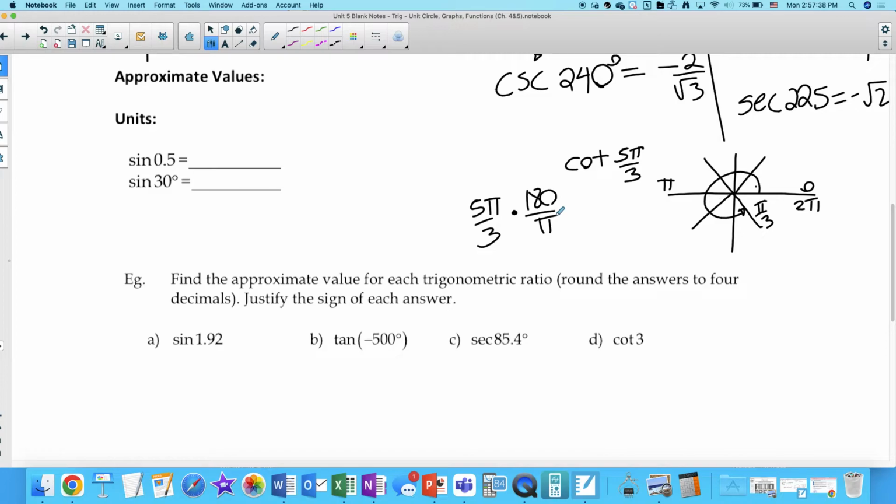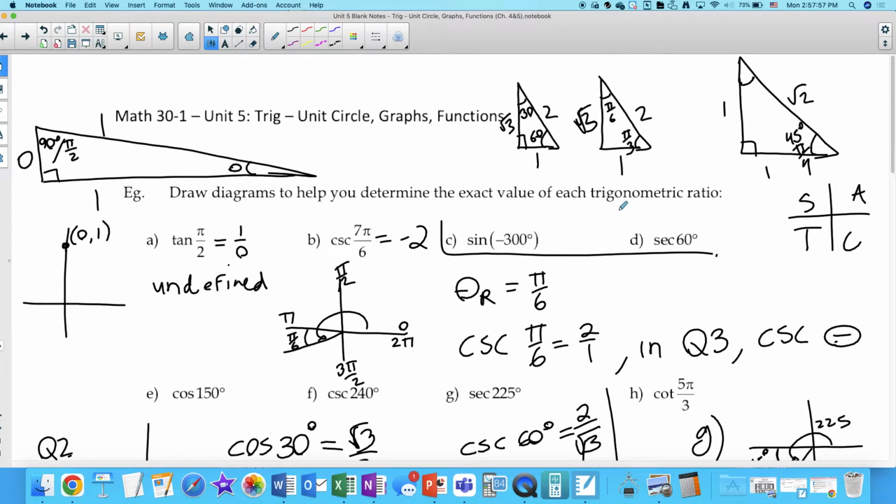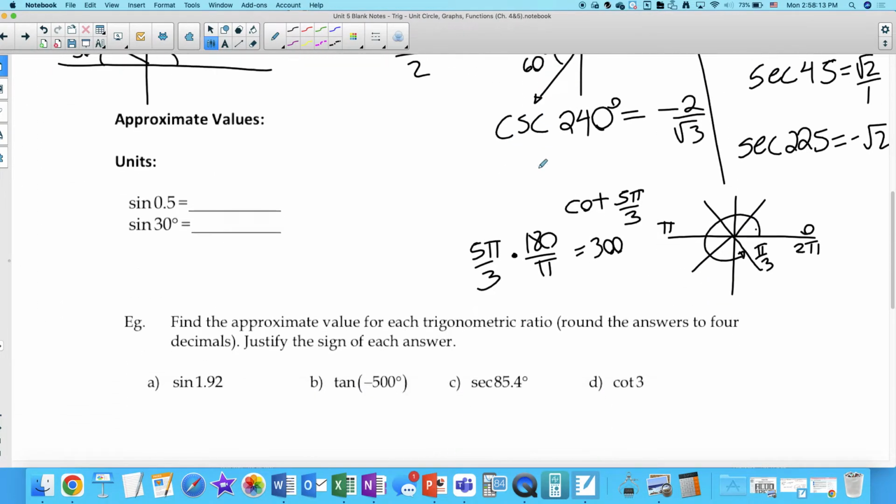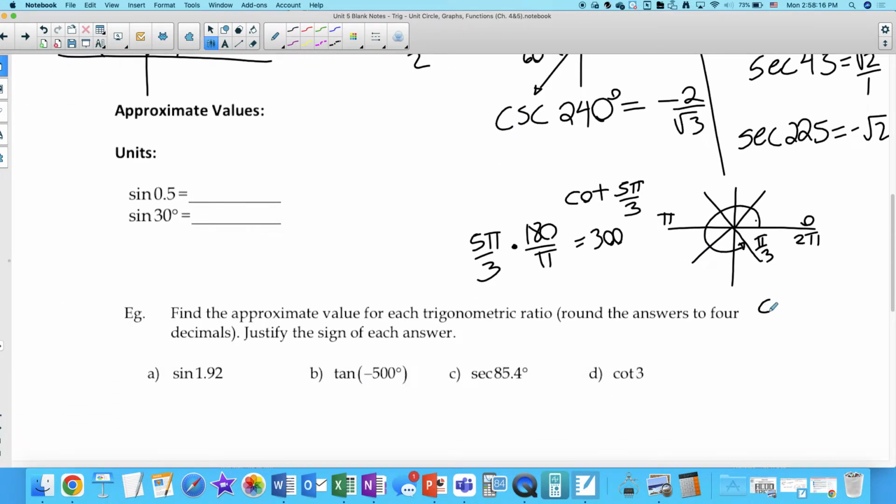Okay? All right, so if that's 300 or if it's 5 pi by 3, what is the reference angle there? 60, yes, or pi by 3. Okay, so I'm looking for the cotan of 60, the reciprocal of tangent. Tangent is root 3 over 1. Cotangent is going to be 1 over root 3, the reciprocal. So the cotangent of 60 is 1 over root 3.